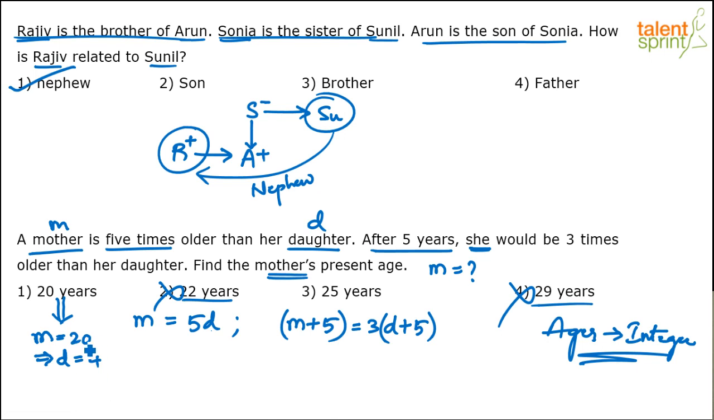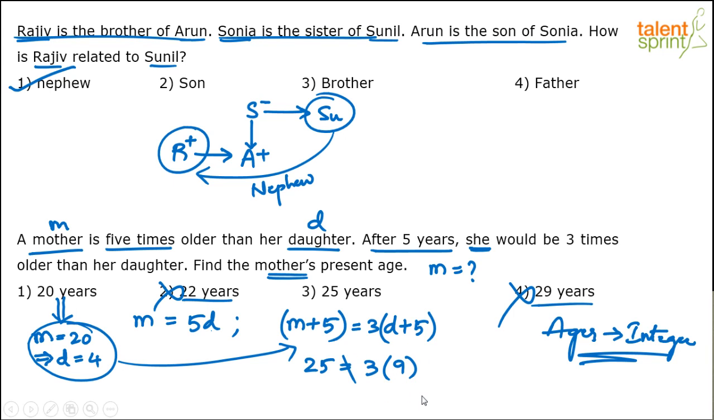Now what you have to do is substitute this 20 and 4 in this equation. If it balances, that's the answer. Otherwise, option 3 is the answer. So substitute: 20 plus 5, 25, equals 3 times D plus 5, 4 plus 5, 9. 3 into 9 is 27. Is it equal? No, it's not equal, which means option 1 is wrong. And hence option 3 is the correct answer.